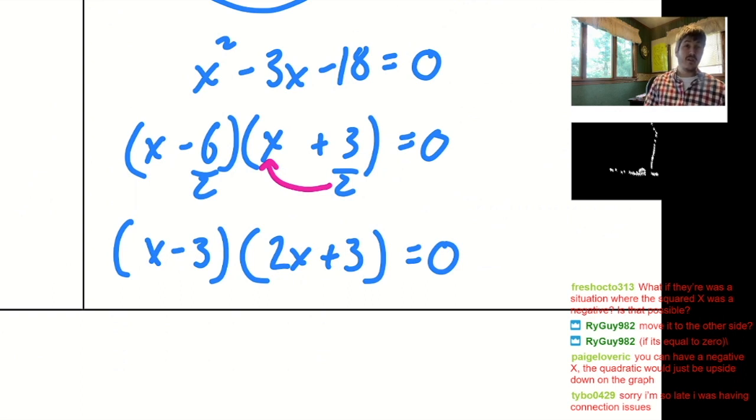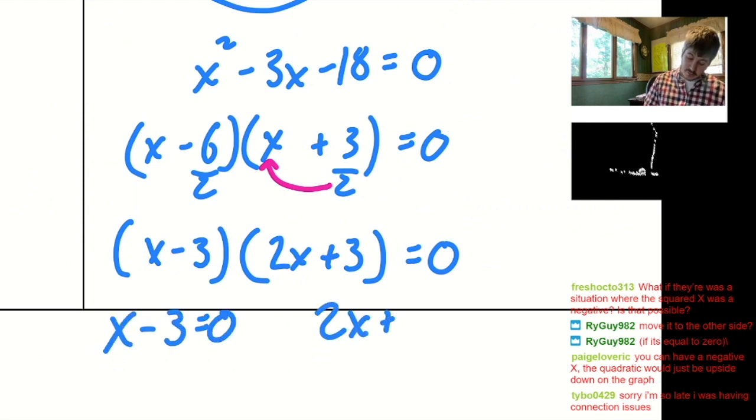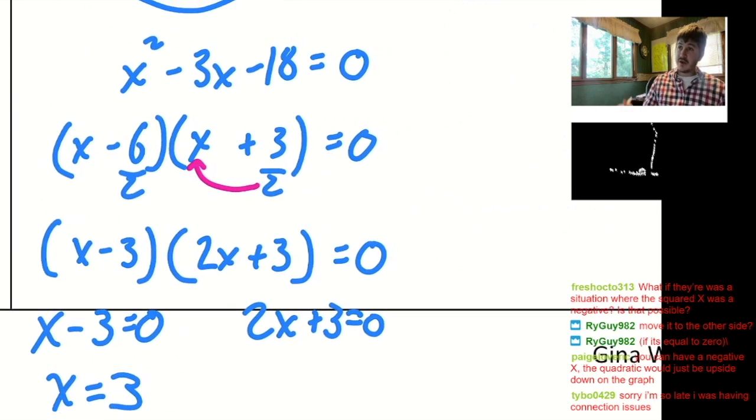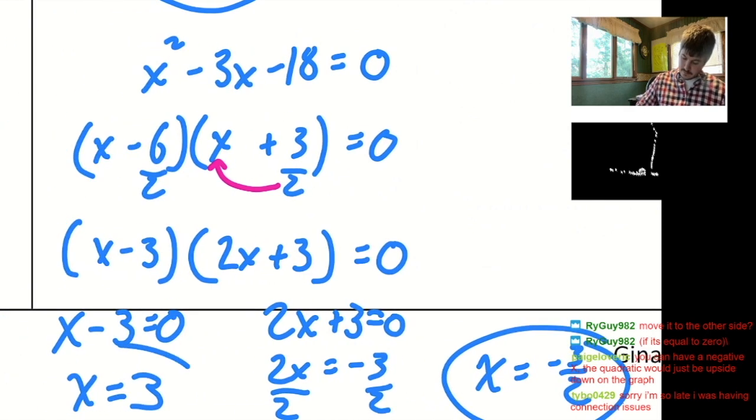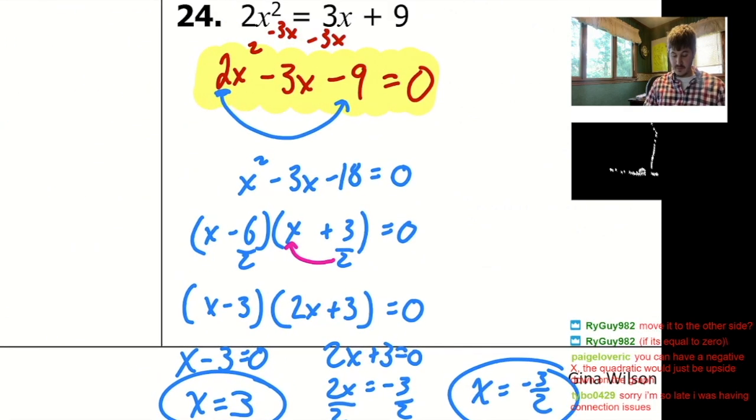Then we can solve like normal. One of them is a little tricky, one of them is not, because one of them is going to be a decimal, because one is x minus 3 equals 0. The other is 2x plus 3 equals 0. So one of the answers is x equals 3. The other one, you're going to have to subtract both sides by 3. So it's 2x equals negative 3. And then divide by 2. So x equals negative 3/2.